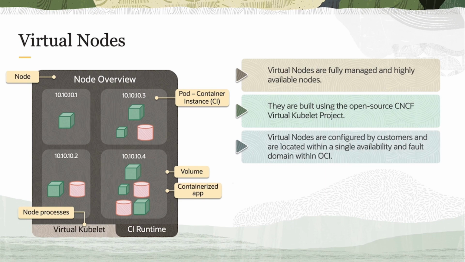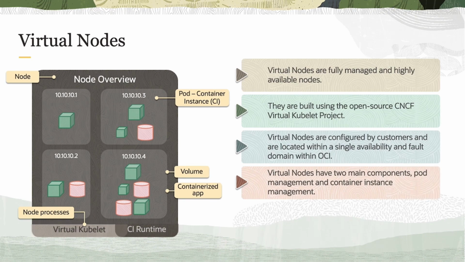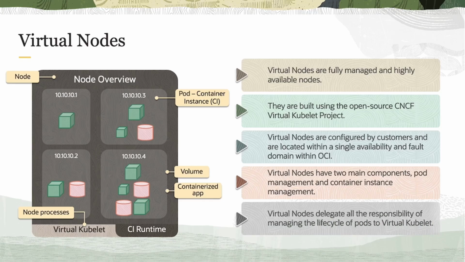Virtual nodes are configured by customers and are located within a single availability and fault domain within OCI. Virtual nodes have two main components: pod management and container instance management. Virtual nodes delegate all the responsibility of managing the lifecycle of pods to virtual kubelet, while on a managed node, the kubelet is responsible for managing all the lifecycle state. A key distinction of virtual nodes is that they support up to 1,000 pods per virtual node, with the expectation of supporting more in the future.